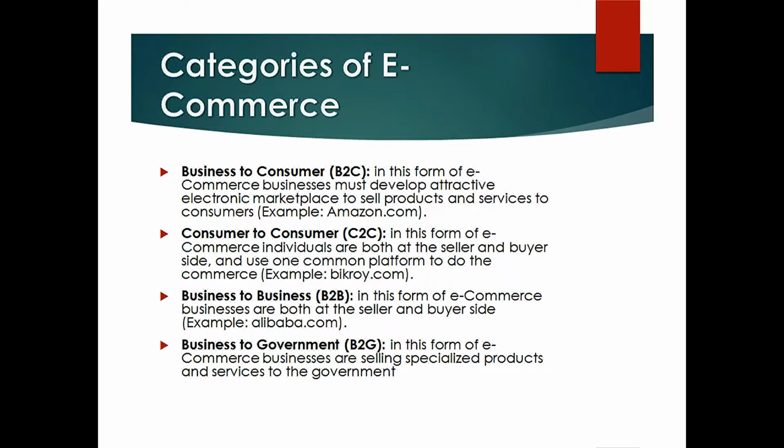Business to business, B2B. In this form, businesses are both at the seller and buyer side. Alibaba.com is a good example for that. Business to government. In this form of e-commerce, businesses are selling specialized products and services to the government.